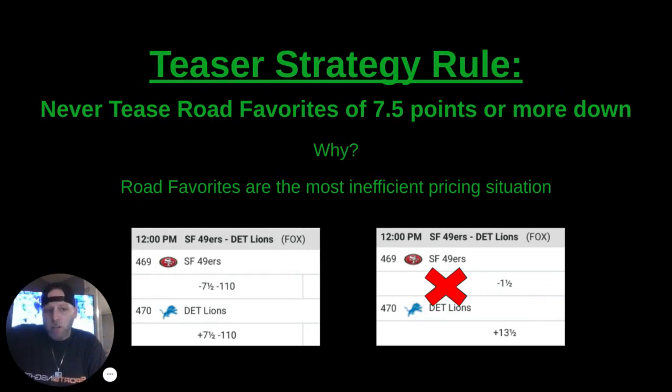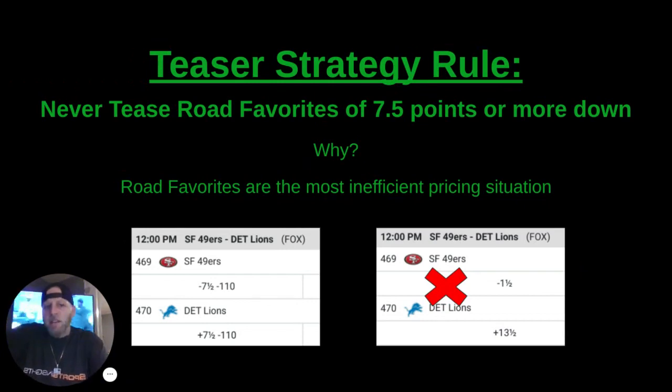Road favorites in general are the most inefficient pricing situations in the NFL. The past 2 decades, road favorites of 7 points or more have only covered 40% of the time. And it makes sense if you think about it. It has to be a really big mismatch in order for a team to be favored by more than a touchdown on the road, because it's always going to be a perceived good team versus a perceived bad team. And it's safe to assume the line will be inflated. And the numbers show this as well.